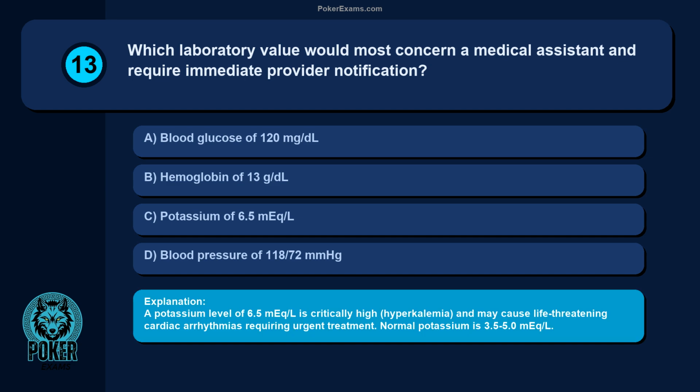A potassium level of 6.5 milliequivalent/L is critically high, hyperkalemia, and may cause life-threatening cardiac arrhythmias requiring urgent treatment. Normal potassium is 3.5 to 5.0 milliequivalent/L.